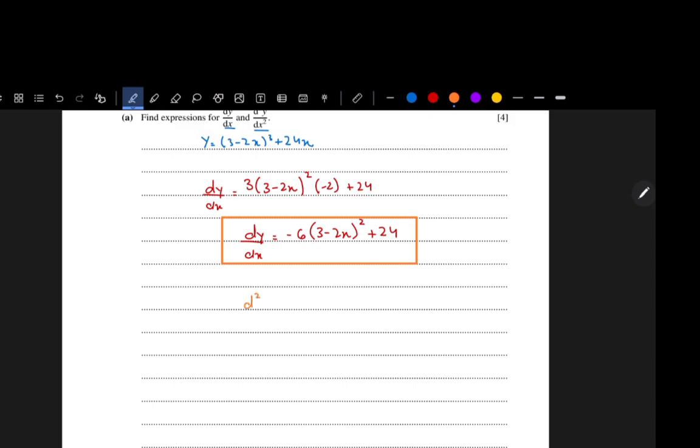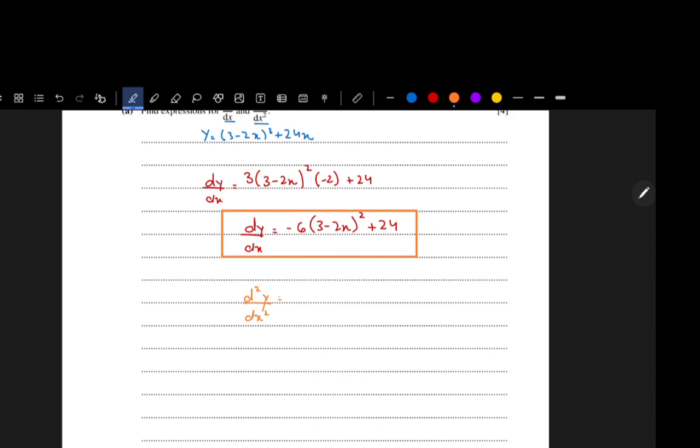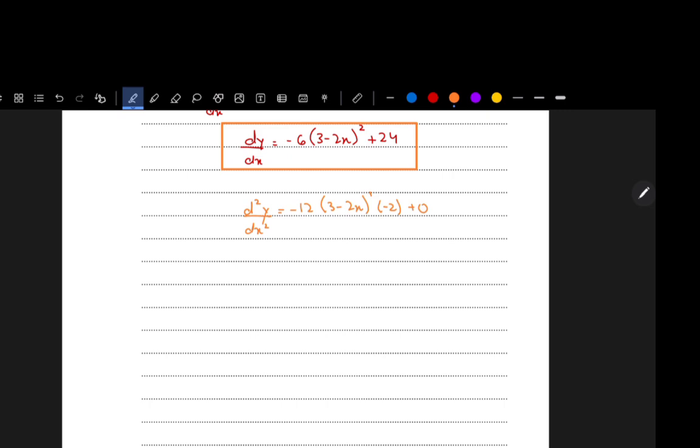For the second derivative, we'll apply the same logic, and this will give us d squared y upon dx squared equals minus 12 into (3 minus 2x) to the power of 1 into minus 2 plus 0, and our final answer will be d squared y upon dx squared equals 24 into (3 minus 2x).